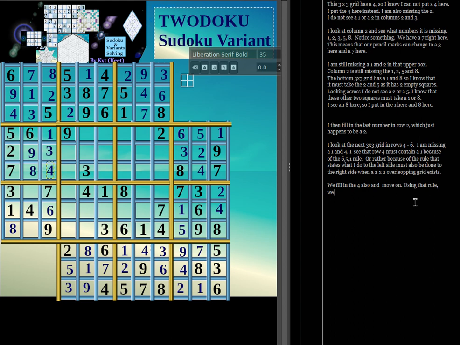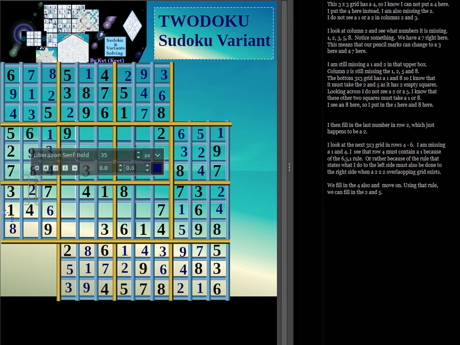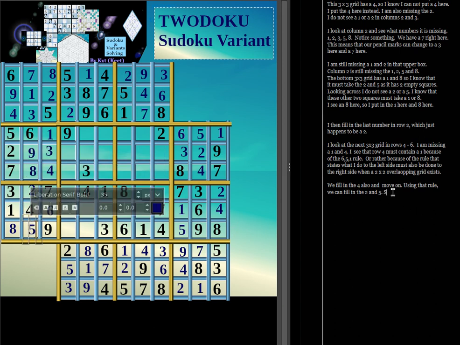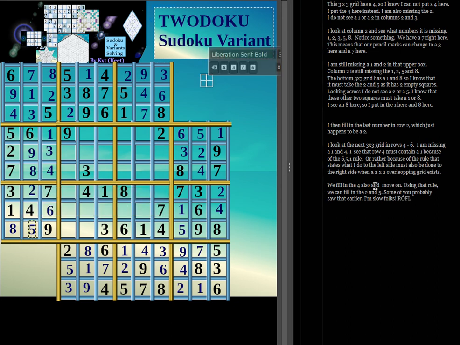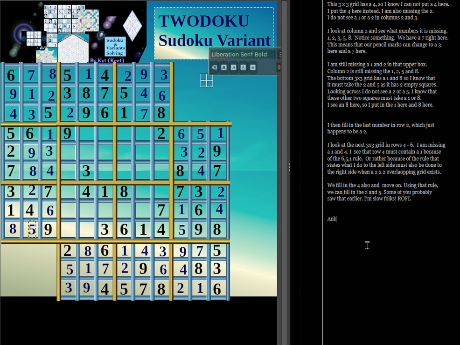Using that rule, we can fill in the 2 and 5, as some of you probably saw that earlier. I'm slow, folks. And now for something completely different. We are focused on the middle.